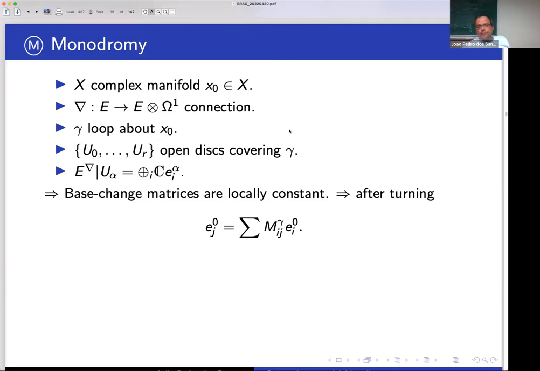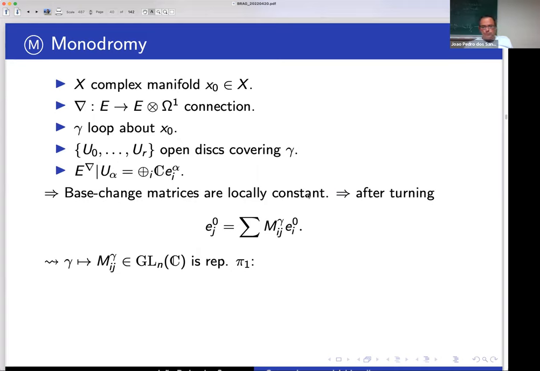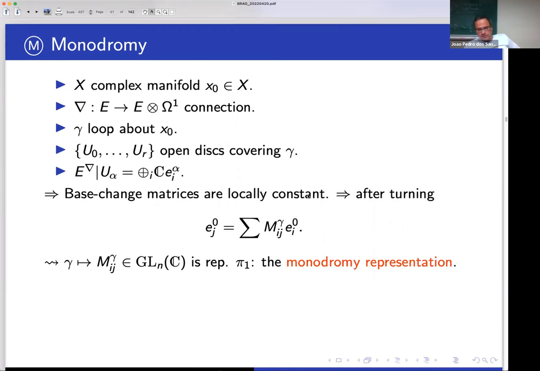And after making a full turn around my loop, I get back the same solutions, but the coefficients get multiplied by some matrix with constant coefficients in C, and that of course gives me the monodromy representation, a representation of pi 1. Integrability just accounts for the fact that homotopic paths give the same base change matrix. It's not like in differential geometry where you have parallel transport. If you have parallel transport, you go from one place to another, then the curvature of the space will give you a change, even if the paths are homotopic. But this is not the same thing. So you get a representation, and this is the monodromy representation.